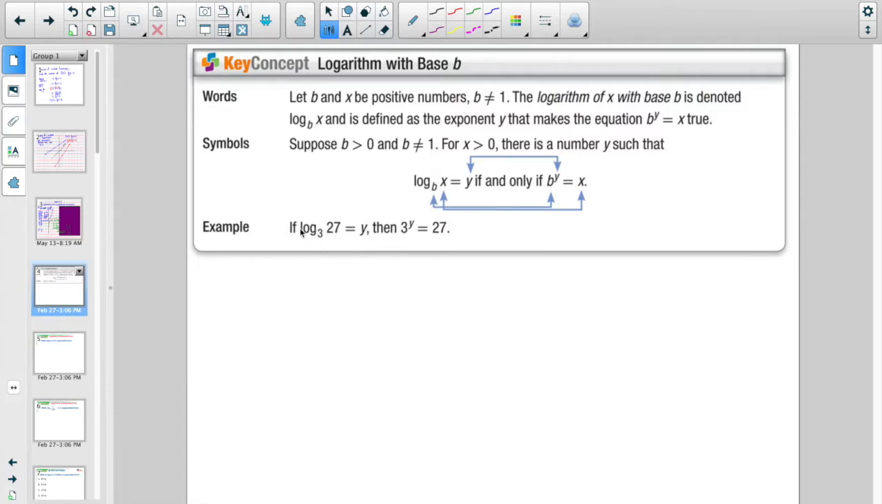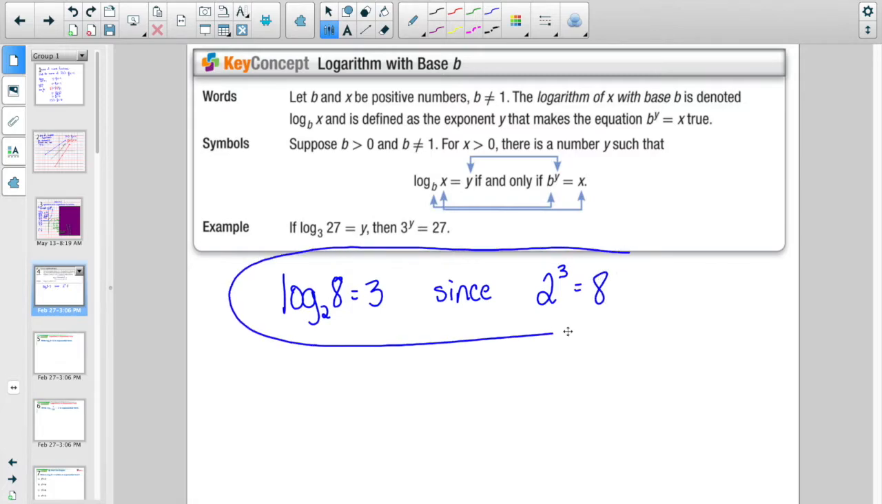But they tell you this: if log base 3 of 27 equals y, then 3 to the y equals 27, and how to switch it around. But I'm going to tell you this: log base 2 of 8 equals 3, since 2 to the third power equals 8. And I want you to remember that. These are numbers you know: 2 to the third power equals 8, because 2 times 2 times 2 is 8. That's something you can kind of wrap your brain around. So log base 2 of 8 equals 3, since 2 to the third power equals 8.